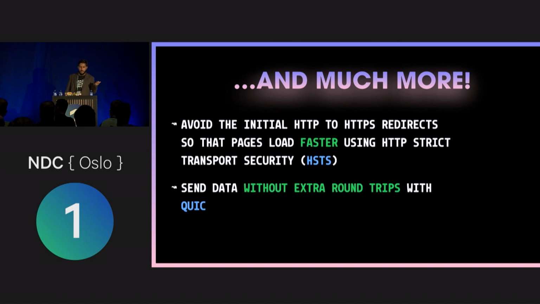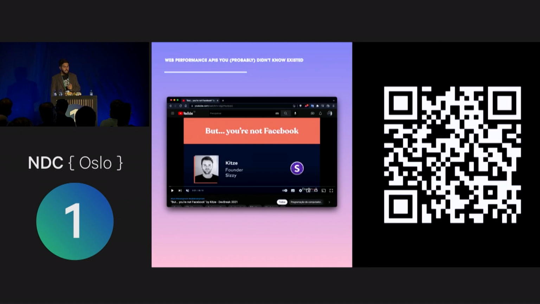We have this thing called HSTS, and basically it allows you to skip the round trip latency that you would have from going from HTTP to HTTPS every time the user types HTTP and you want to send them to HTTPS. So that's one example. And you can avoid even more extra round trips with the QUIC protocol, part of the HTTP/3 umbrella.